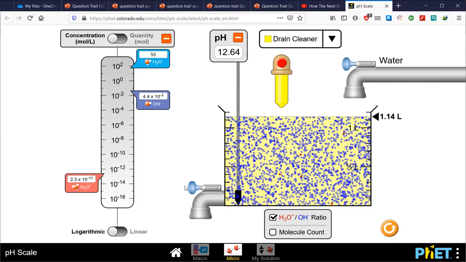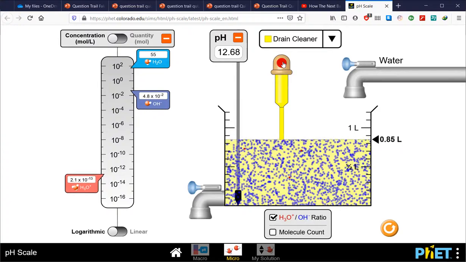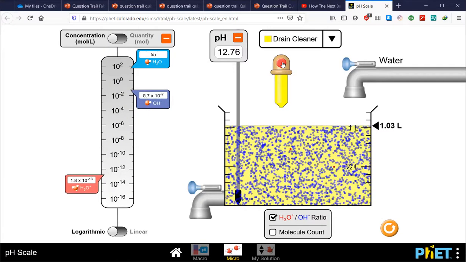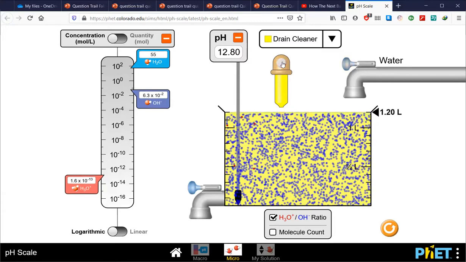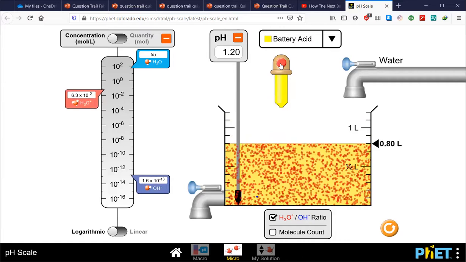27, put in more drain cleaner. What happens to the concentrations? Here, let's do some of this. Put in more drain cleaner. What happens to the concentrations? Look to the left. The OH minus is going up. The H3O plus is going down. What happens to the pH? Up top, it's going up. Watch, the pH is going to go down, top, and the H3O plus on the left is going to go up, and the OH minus is going to go down.